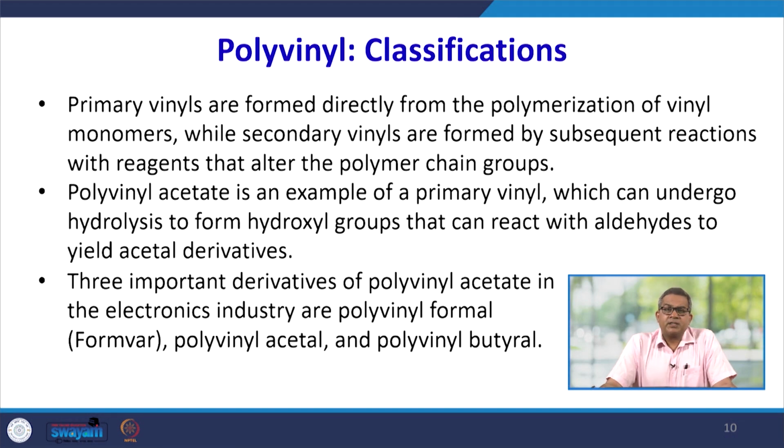Now let's talk about their classification. Primary vinyls are formed from the polymerization of vinyl monomer, while secondary vinyls are formed by subsequent reaction with reagents that alter the polymer chain groups. Polyvinyl acetate, PVA, is an example of a primary vinyl which can undergo hydrolysis to form the hydroxyl group, and that can react with aldehydes to yield acetal derivatives. Three important derivatives of polyvinyl acetate in the electronics industry are polyvinyl formal, polyvinyl acetal and polyvinyl butyral.